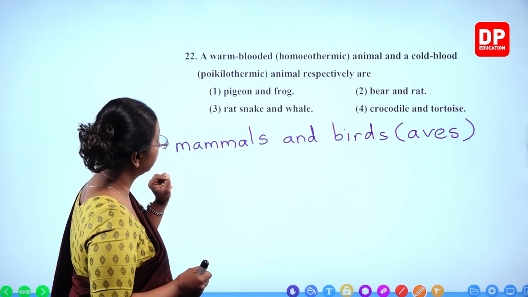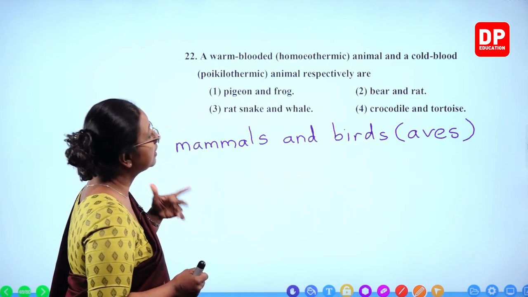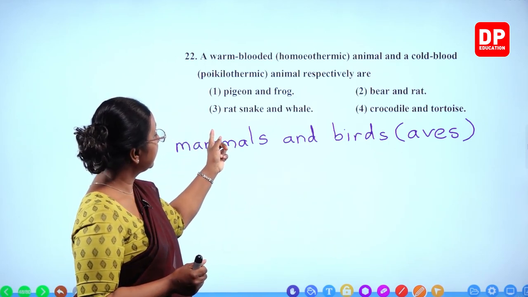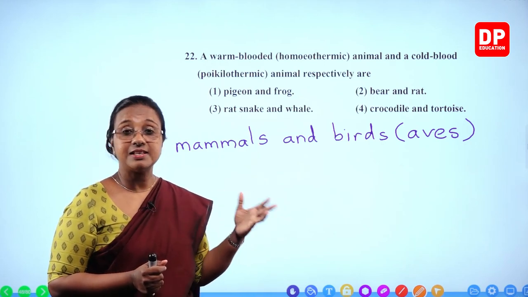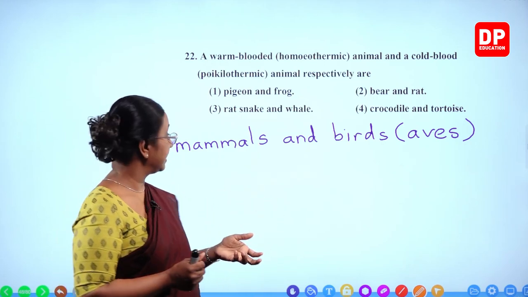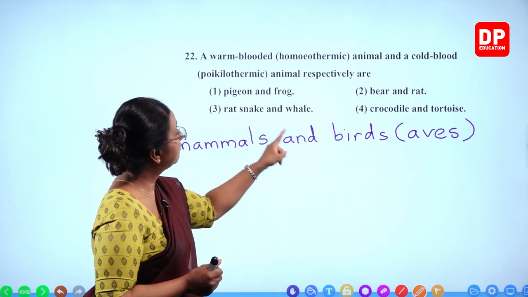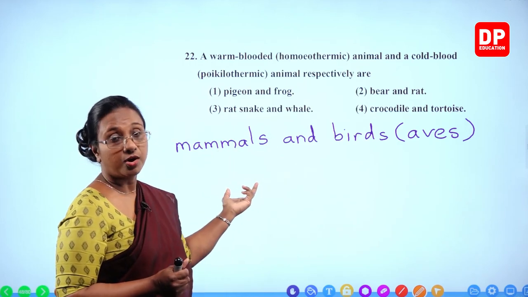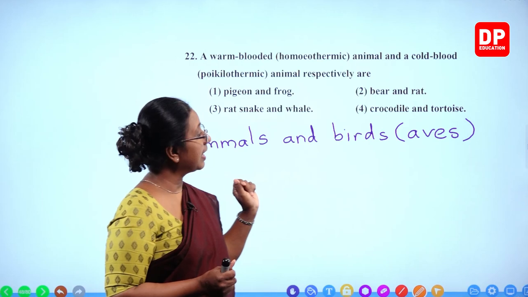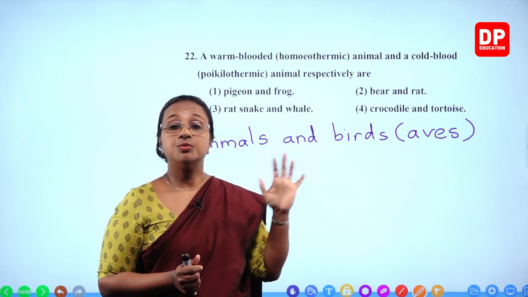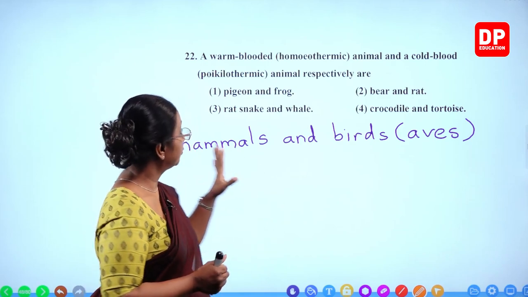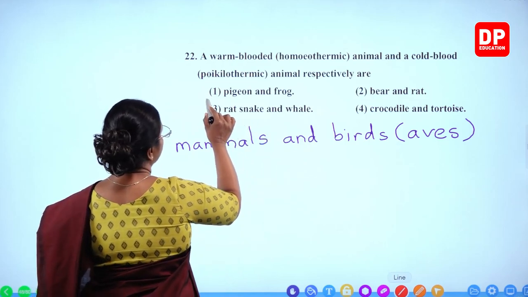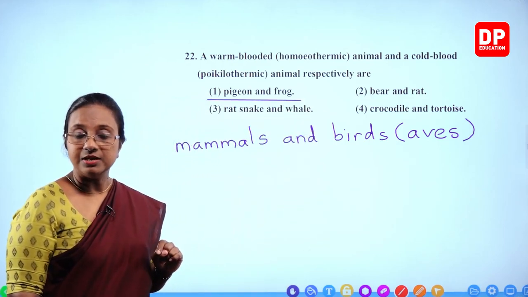So, that is correct. Then the second one, bear is a mammal, rat is also a mammal. So, both are warm-blooded. Rat snake is a type of snake. Snake is a reptile. Reptiles without legs are snakes. So, that is cold-blooded. Whereas whale is a mammal, that is warm-blooded. So, it's in the other order. Then, crocodile, again a reptile. Tortoise also is a reptile. So, both of them are cold-blooded. So, the correct answer where you have a warm-blooded animal and a cold-blooded animal is the first one, pigeon and frog. Is that okay, students?